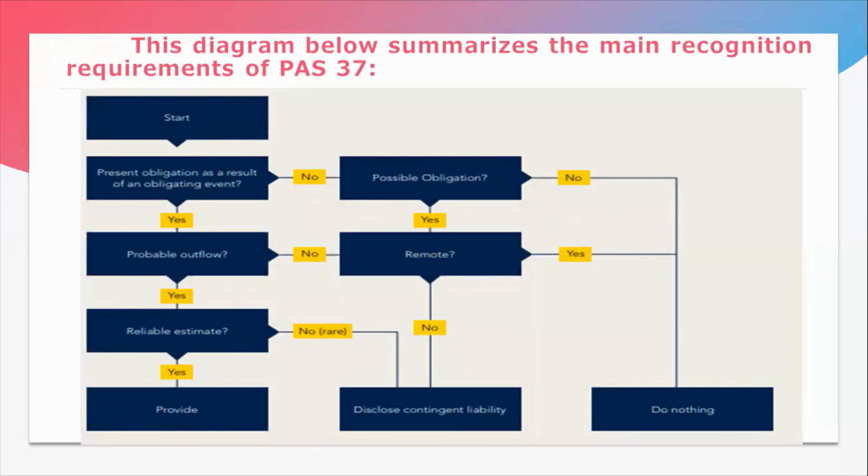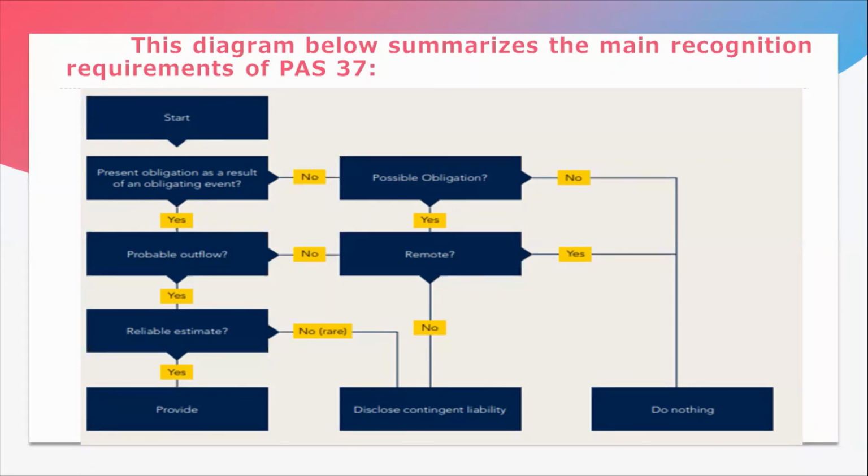Next is this diagram below summarizes the main recognition requirements of PAS 37. So let's start. Present obligation as a result of an obligating event. If no, tatanungin natin kung possible obligation siya. If no, again, do nothing. And if present obligation as a result of an obligating event? If yes, tatanong natin kung probable outflow siya. Kung no, it will be disclosed as contingent liability.